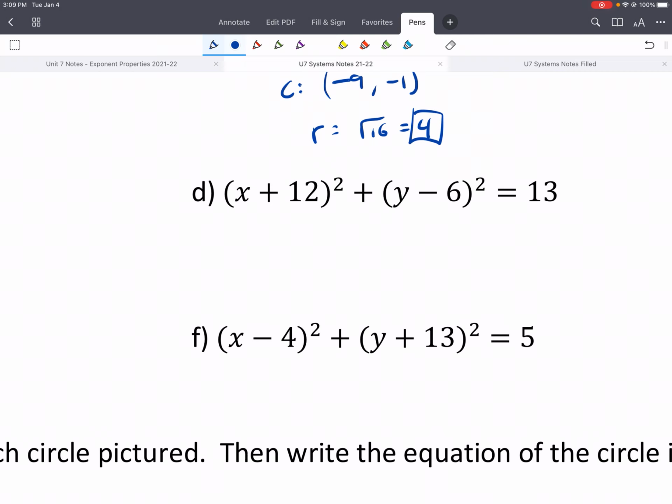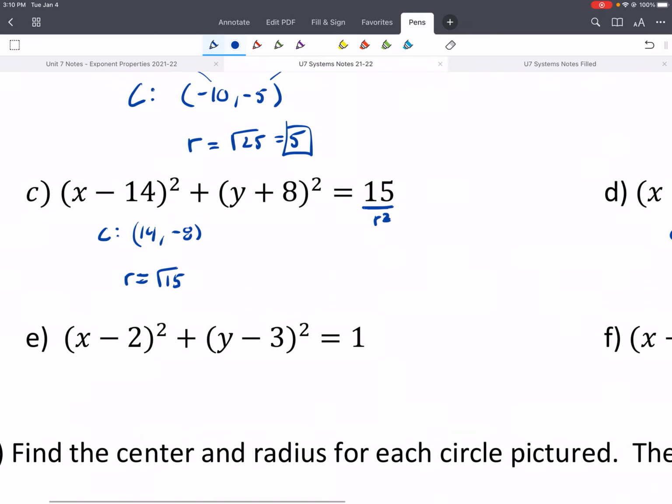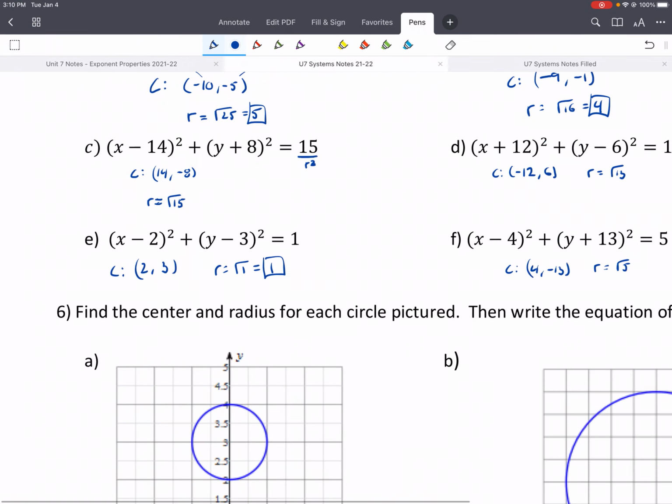This is very similar, so here we get c is negative 12 comma 6, and it has a radius of the square root of 13. This would be a center of 4 comma negative 13, and a radius of the square root of 5. This one you may want to notice, when we get it, it's 2 comma 3 is our center, and the radius here is the square root of 1, and that's just 1. Okay? Alright, so you should be able to do that.